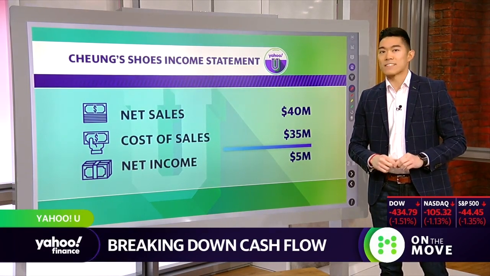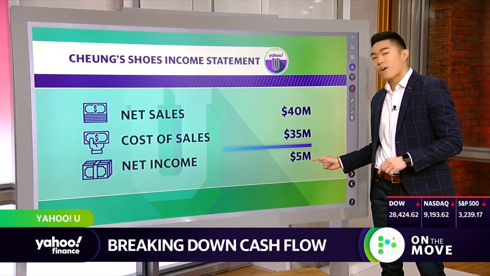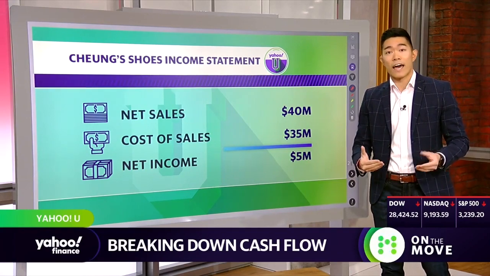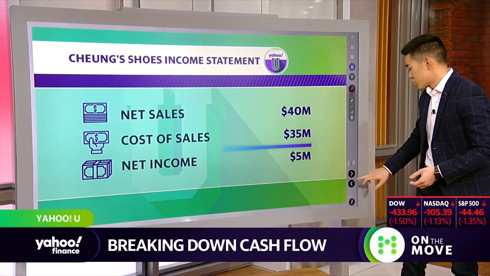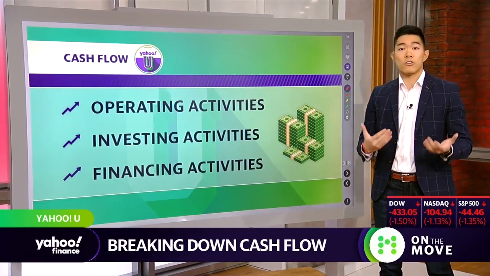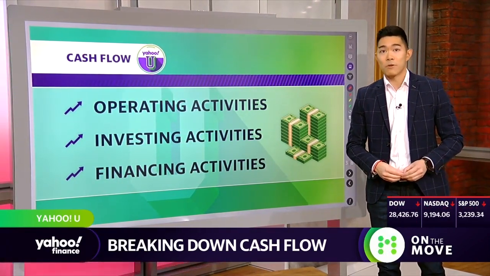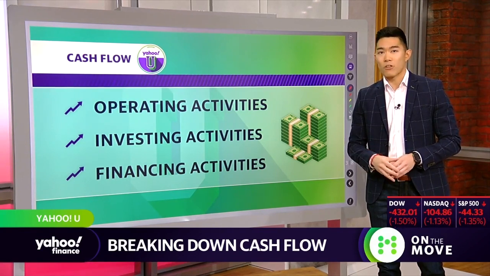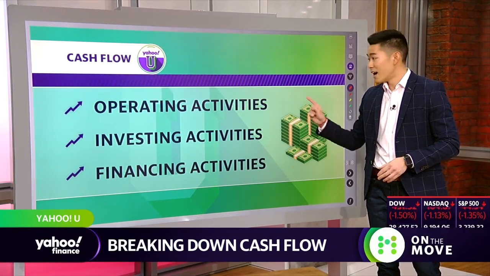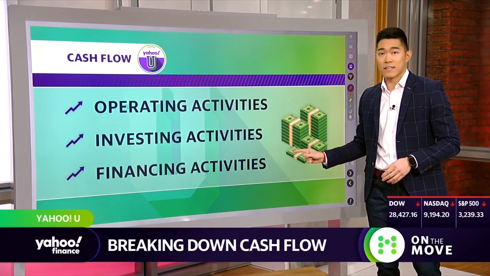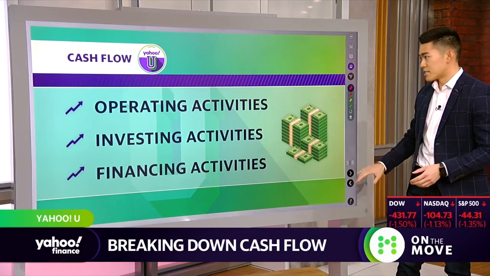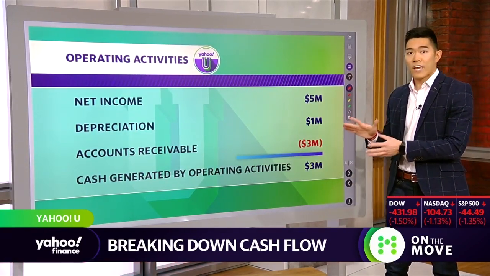Well, not so fast. If you think about it, how do I know that all $5 million is in cash that I have today? Well, the cash flow statement actually shows you this. It shows you the nuances of how cash is flowing in and out of a company over a given period. So the cash flow statement is broadly broken out into three categories. That's operating, investing, and financing.